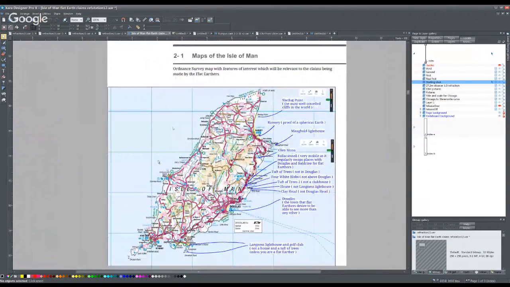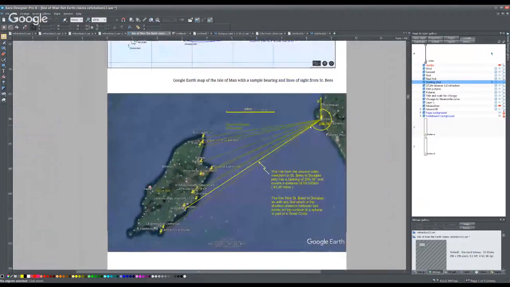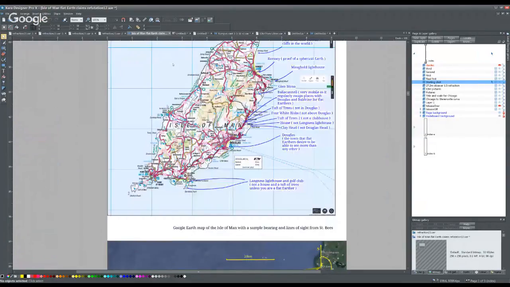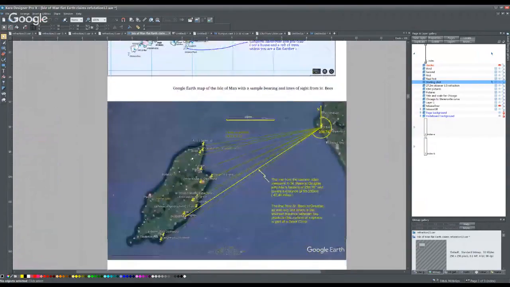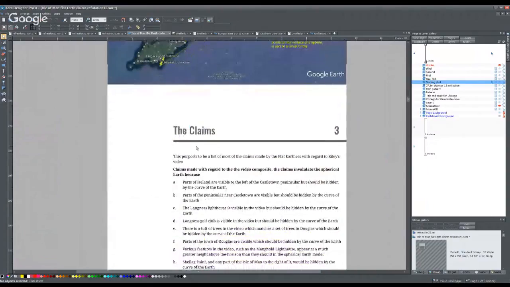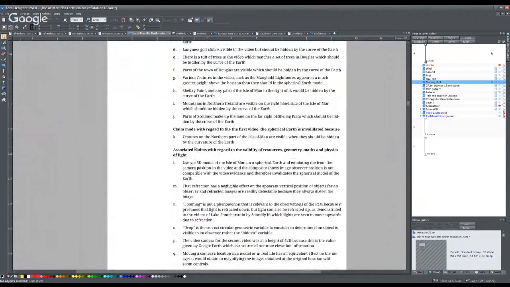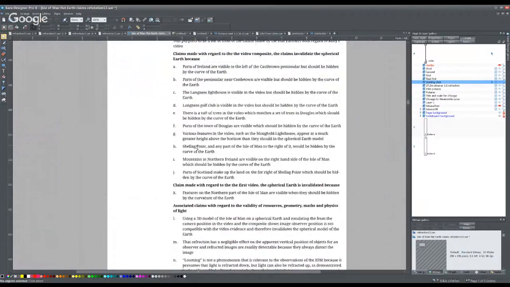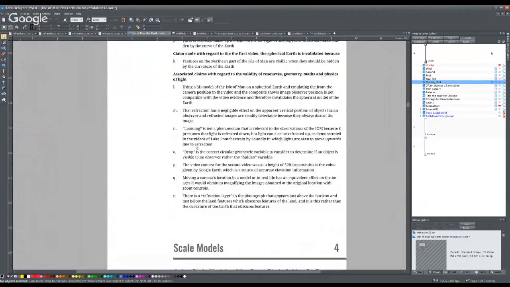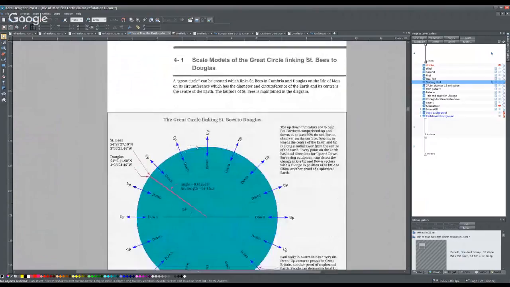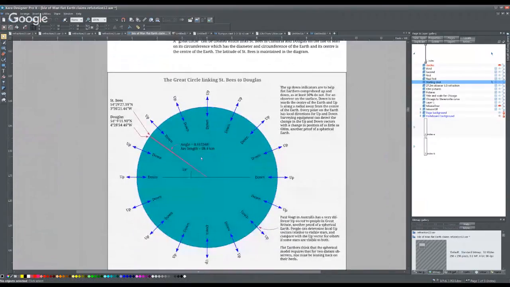Coming from St. Bees here, these are the lines of sight to the various points of interest, and he misidentified lots and lots of things. This is a website that I'm going to be creating relating to all this. But we're just trying to deal with some of the claims they made, and Philip here is part of dispelling some of these images.